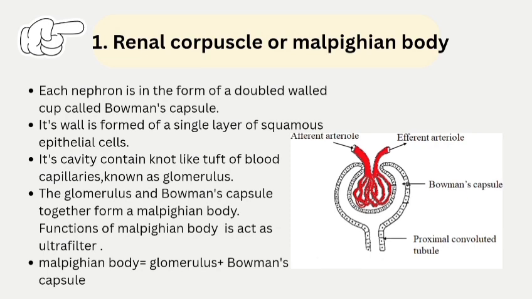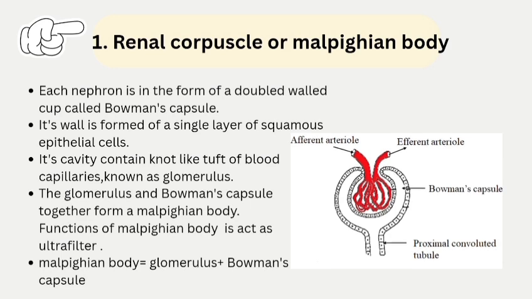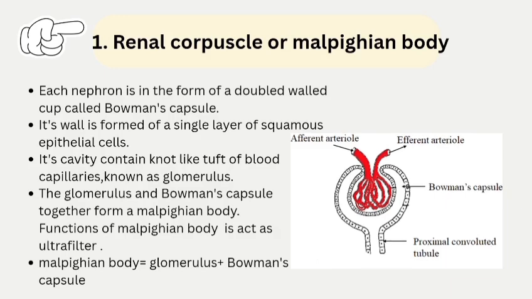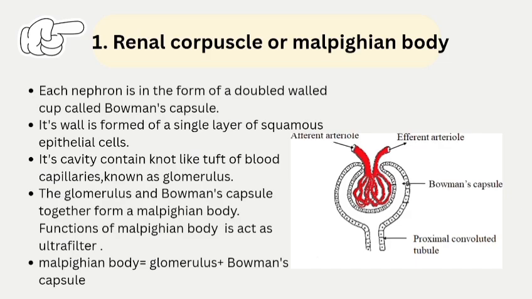Each nephron begins in the form of a double-walled cup called Bowman's capsule. Its wall is formed of a single layer of squamous epithelial cells. Its cavity contains a knot-like tuft of blood capillaries known as glomerulus. The glomerulus and Bowman's capsule together form a Malpighian body. The function of the Malpighian body is to act as an ultrafilter.